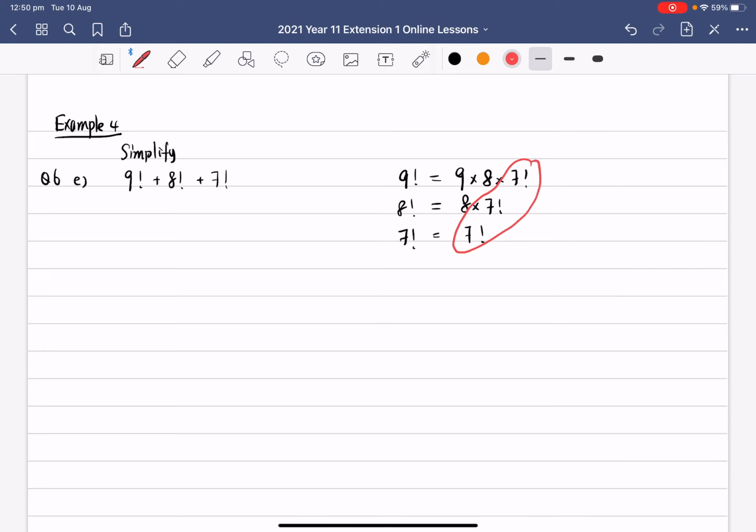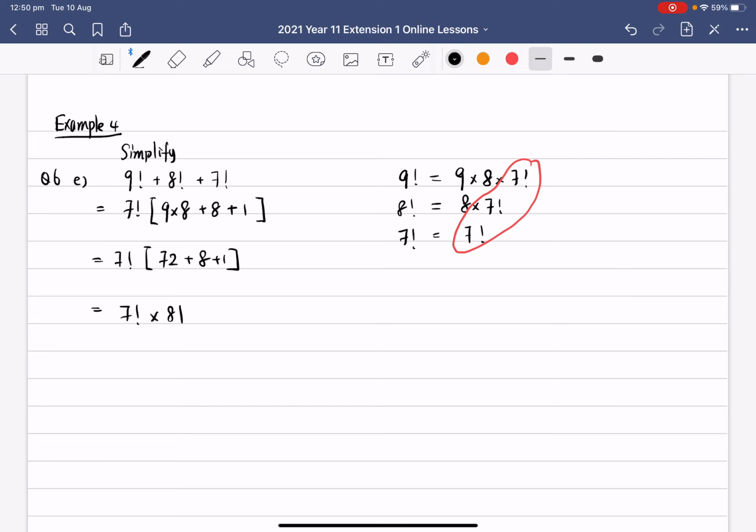So that is the common factor here, which means if you want to simplify this, you can just take out a 7 factorial, and for the first term, that's just 9 times 8. For the second term, it's just 8, and for the last term, it's just 1. And the outside is still 7 factorial. That's 72 plus 8 plus 1. So at the end, it just equals 7 factorial times 81.